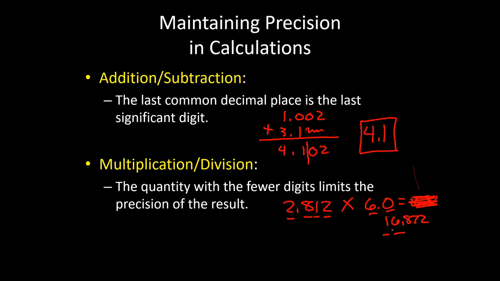Now we are going to round here. So the next digit, the very first one to get cut off, in this case is greater than 5. It is 5 or greater. And so our answer here would be 17.